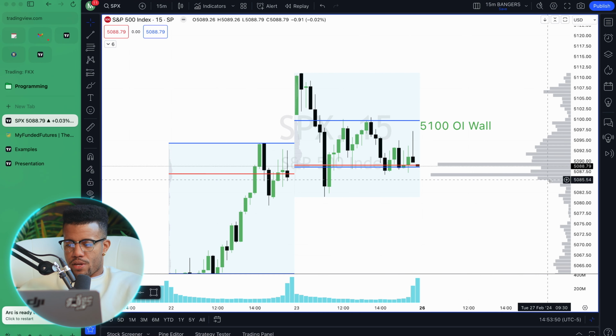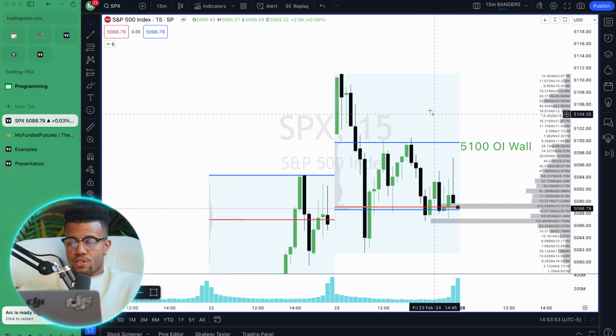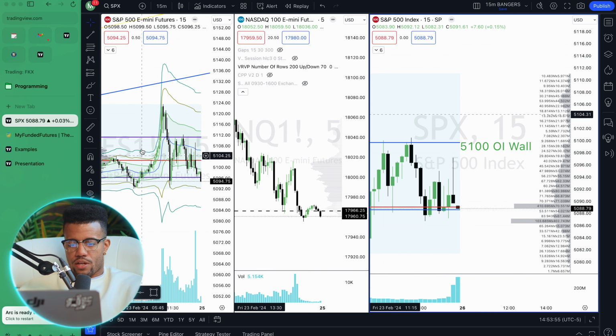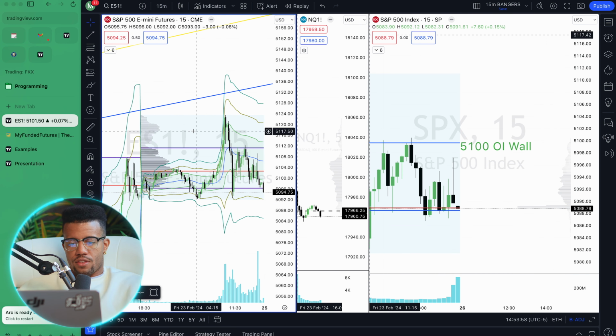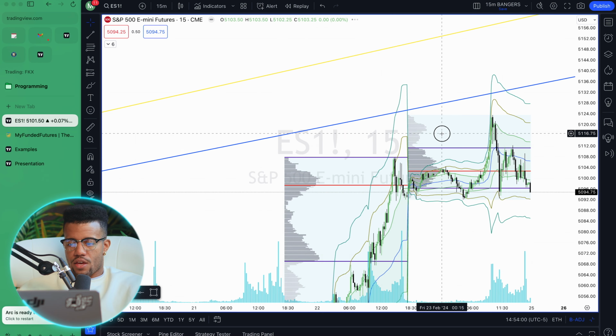Let's look at SPX on Friday. You can see here that I have still my notes from this trade. There were actually two really interesting things that happened on Friday. One, I called that the POC was going to shift down on ES from where it was.